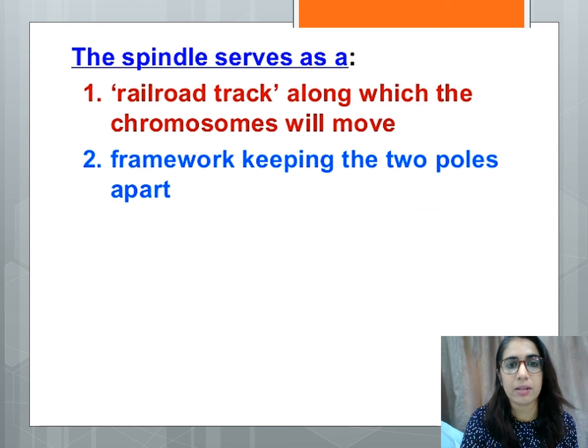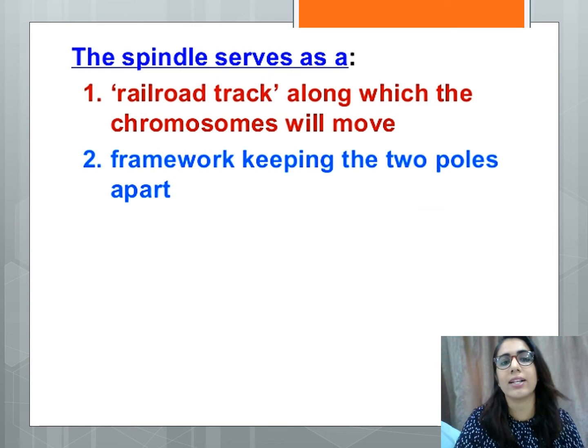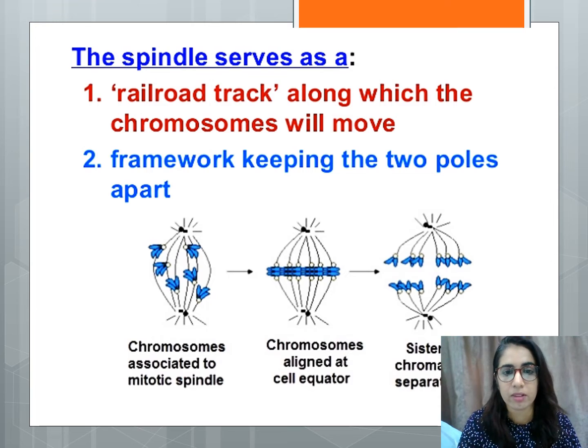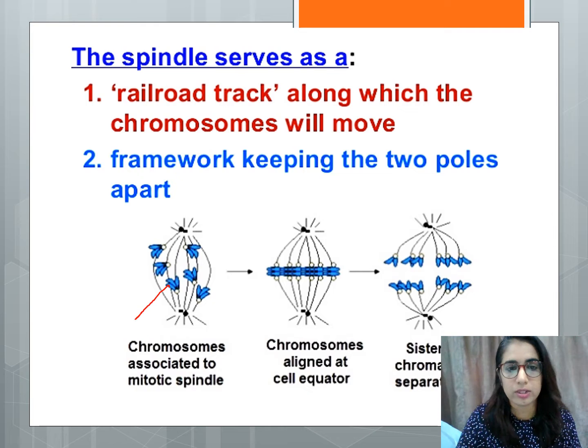Spindle fiber: the spindle serves as the railroad track along which the chromosomes will move, and it's a framework that keeps the two poles apart. Alright, so you can see here the chromosomes that are attached to the spindle fibers, how they are aligned together. So the spindle fibers are the ones that help the chromosomes to move.